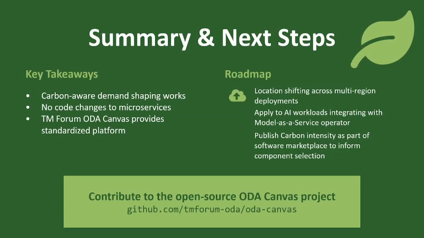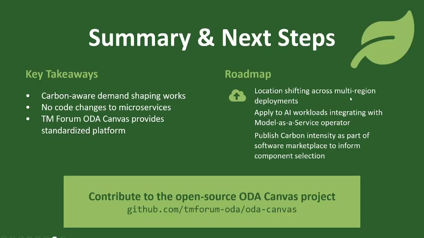So this is the summary. This is the first carbon aware operator that we've managed to develop. Our takeaways are that carbon aware demand shaping actually works. We're able to do this with no code changes to the microservice components. We took an existing component and didn't have to make any code changes. It's all done by adding additional declarative YAML declarations to set the policy and to determine which microservices you wanted to be carbon aware.